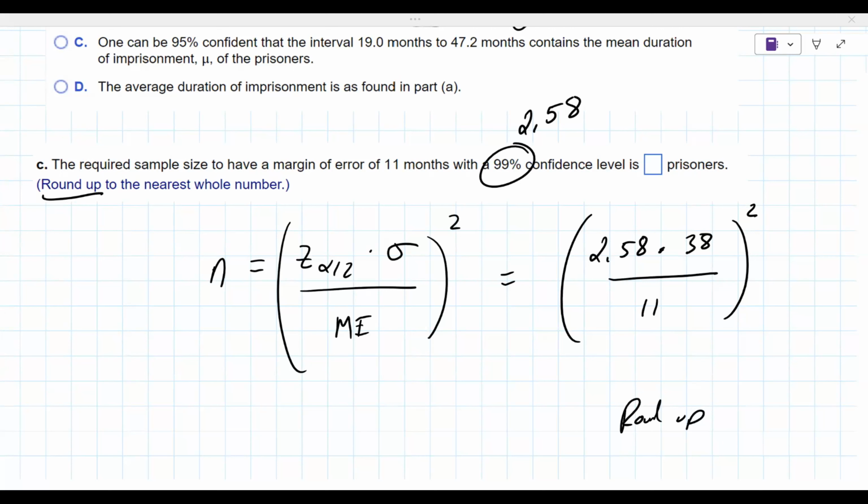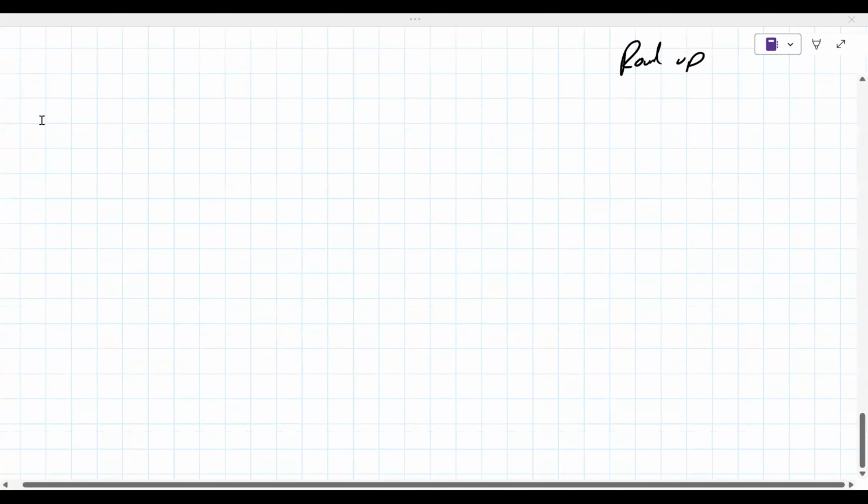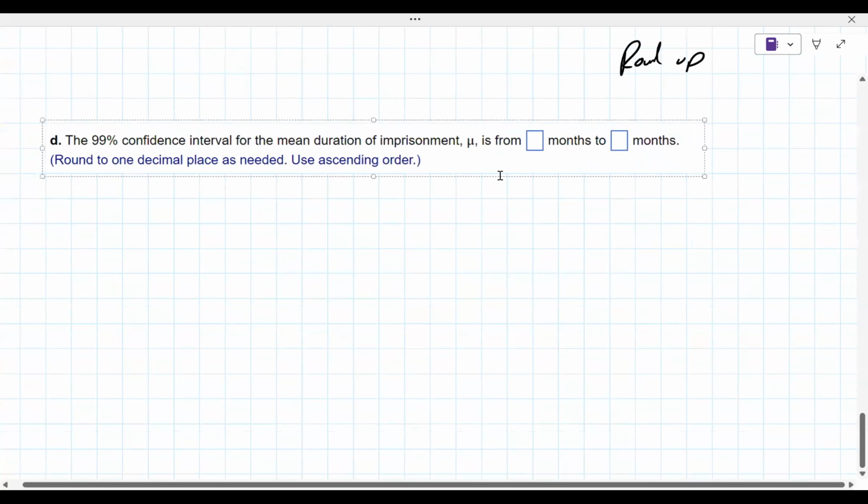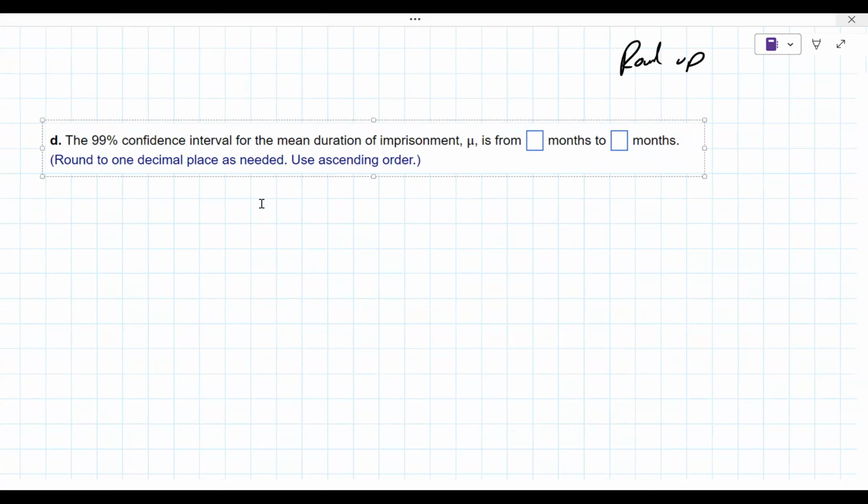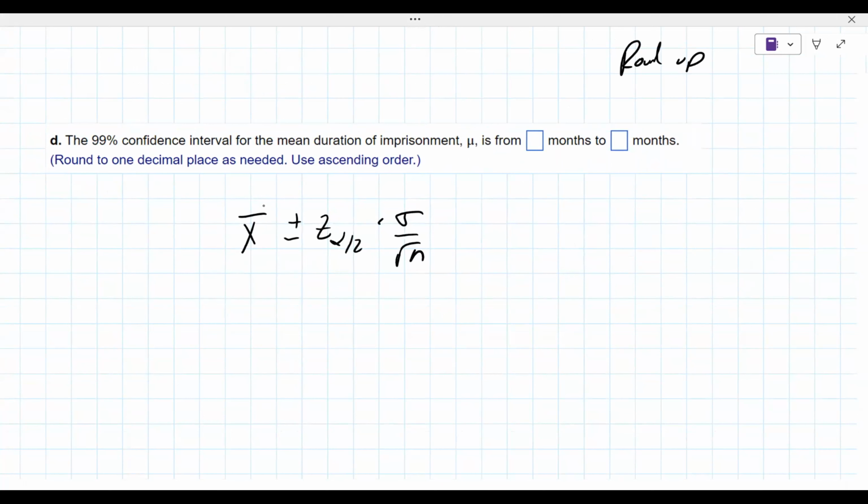Okay. Find a 99% confidence interval. Okay, so let me grab a snip. Part B. All right. Find a 99% confidence interval. So we know that, what do we know? We know that X bar plus or minus Z alpha divided by 2 times sigma over square root of n. But what are we supposed to use for n?